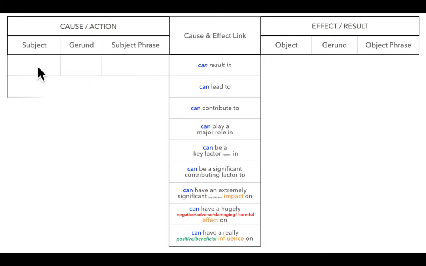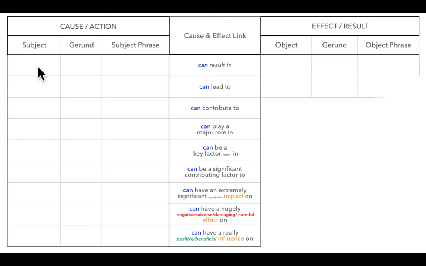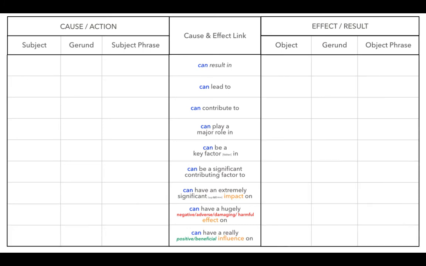So let's have a look over here. We've got the subject, gerund, subject phrase, and we've also got the object, gerund, object phrase. Let's look at how to build a sentence here. So our first sentence: employers not using proper accountancy software can result in staff not being paid properly at the end of each month. So I've put not here in brackets to remind us that the not is optional depending on whether you want to use a negative or positive sentence. So that not can be put in here.